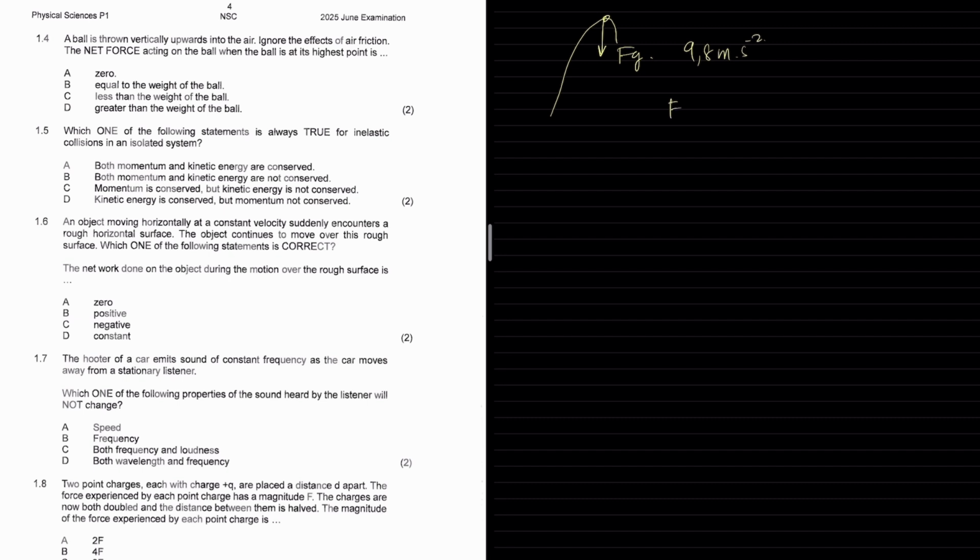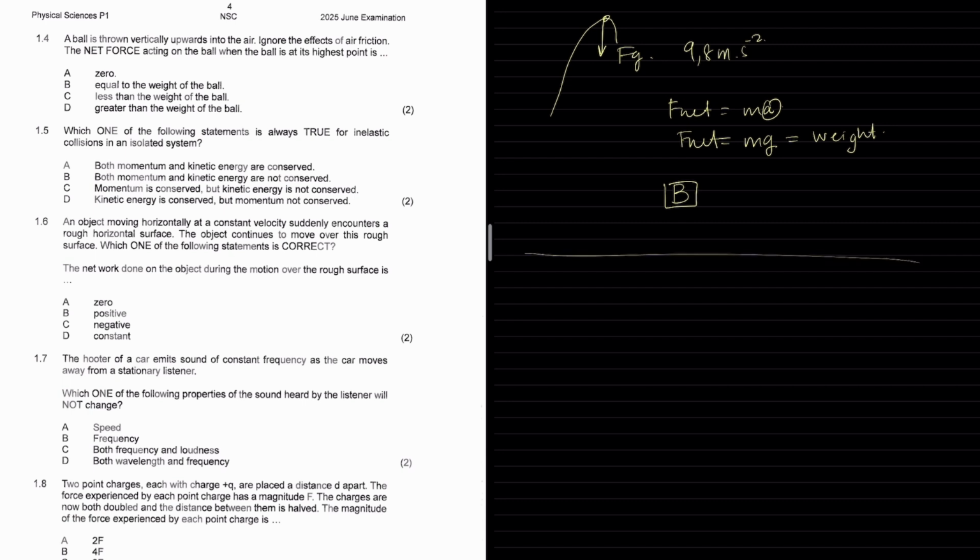So we can say that F net is equal to ma. And since the acceleration is 9.8, we can say that F net is equal to mg. And mg we know is the weight. So the answer to this question is going to be B. It is equal to the weight of the ball.